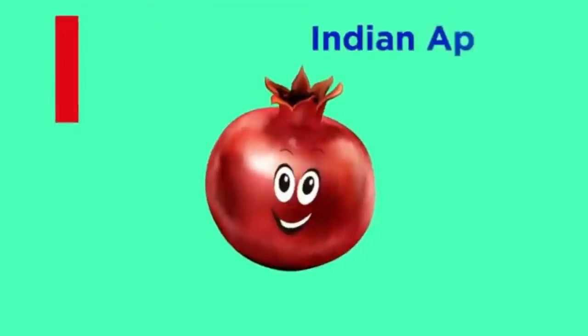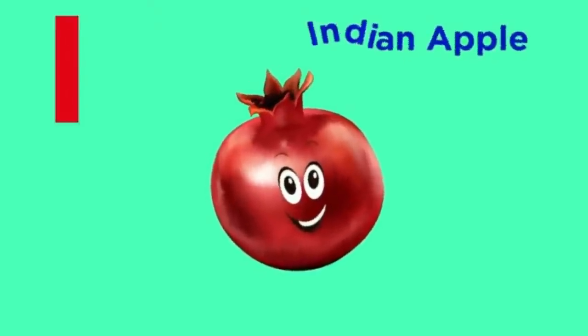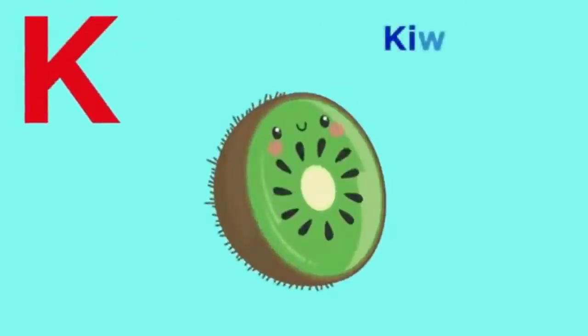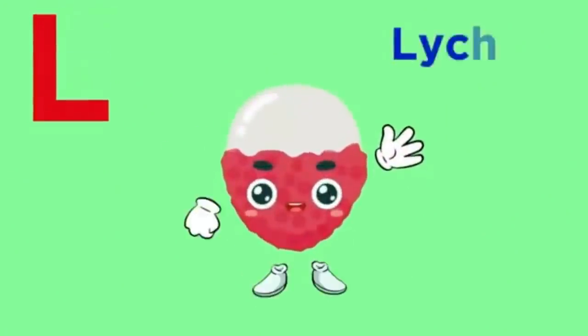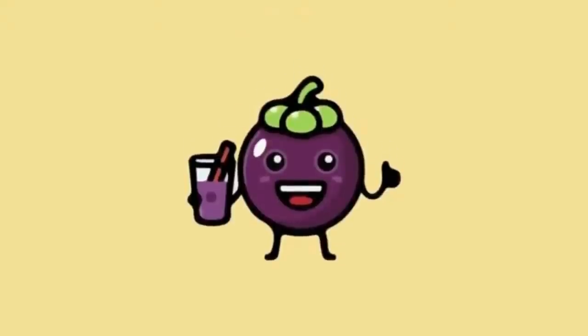I for Indian apple. I, N, D, I, A, N, A, P, P, L, E, Indian apple. J for jujube. J, U, J, U, B, E, jujube. K for kiwi. K, I, W, I, kiwi. L for lychee. L, Y, C, H, E, E, lychee. M for mangosteen.